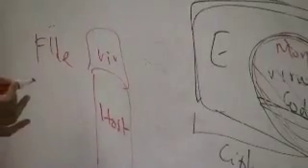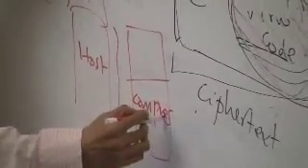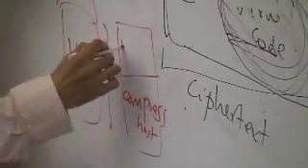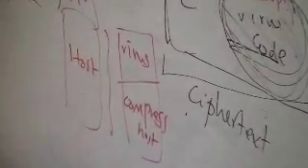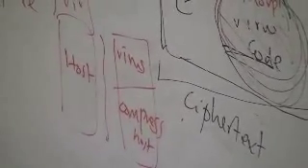Understand? So this is the host program and this is the virus code. The size increases, right? So to make sure it's the same size, they compress this host program, compress the host program, and then add the virus code so that you don't see a difference in the size of the file. This is a very common strategy they use.